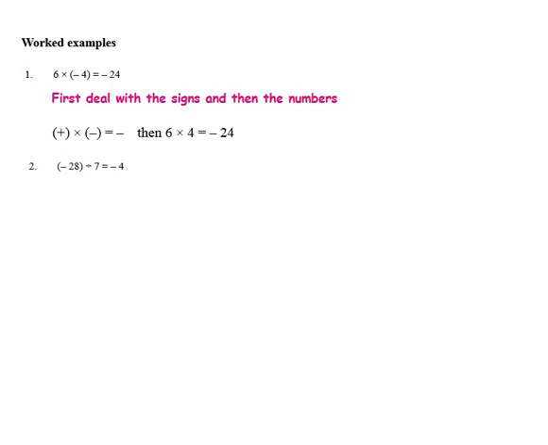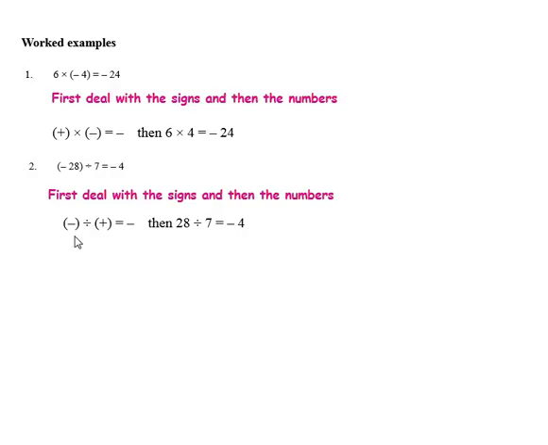Let's look and see what happens when we divide. Once again, we first deal with the signs. So I have a negative divided by a positive 7. So my signs are different. My answer will be negative. And then I say 28 divided by 7 equals 4. So the result is negative 4.